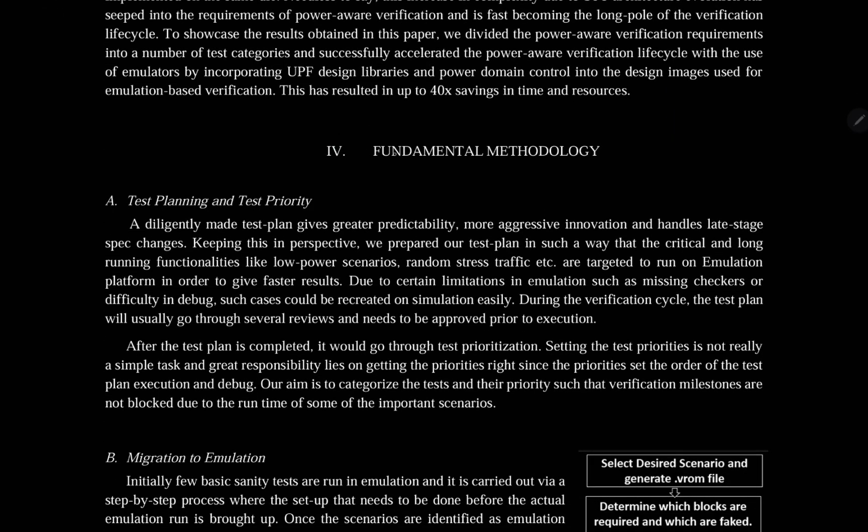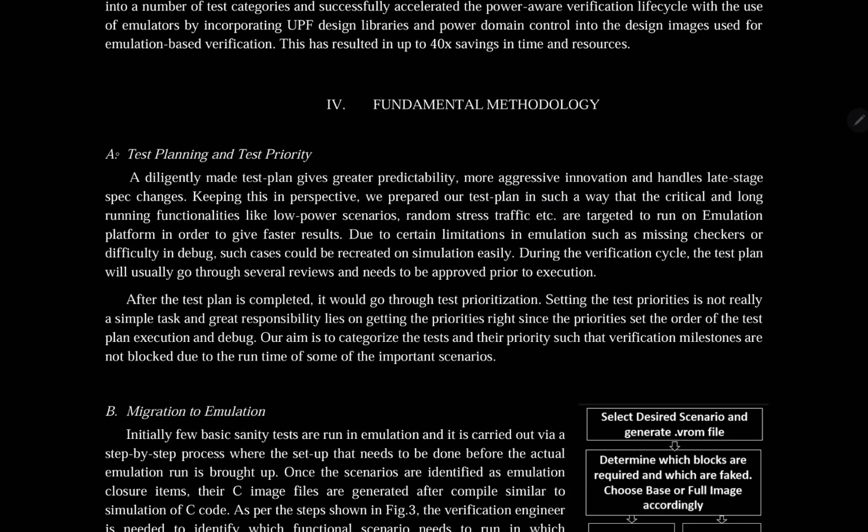Chapter 4 is the fundamental methodology. A, test planning and test priority. A diligently made test plan gives greater product predictability, more aggressive innovation, and handles late-stage spec changes. Keeping this in perspective, we prepare our test plan in such a way that critical and long-running functionality like low power scenarios, random stress traffic, etc. are targeted to run on an emulation platform in order to give faster results.